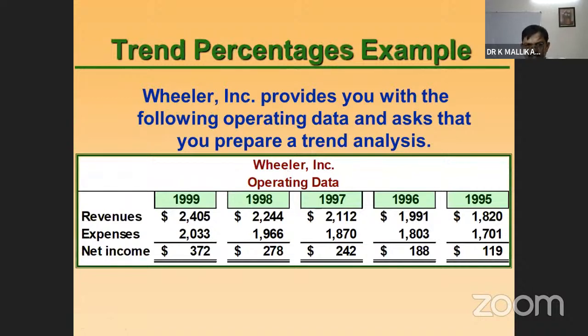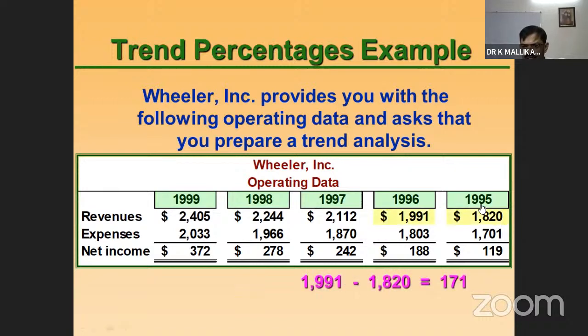What's the percentage increase? So now we move to the third one, trend analysis. How the trend will move. We take revenues, nothing but sales, then expenses and the net income. We have 5 years of data: 95, 96, 97, 98, 99. So we have 5 years of sales, 5 years of expenses, 5 years of net income. So here what we can do is calculate the trend analysis.